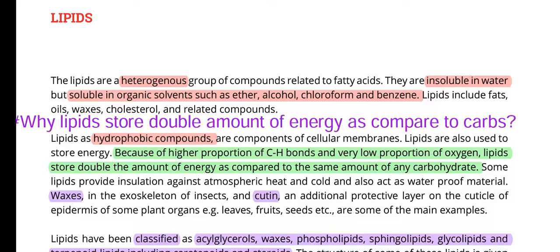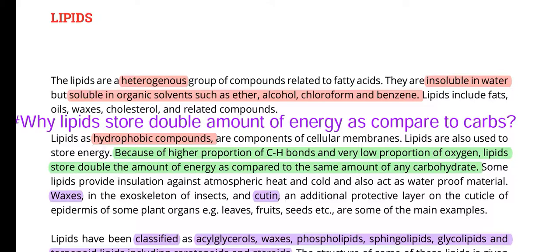Or we can say that they are soluble in non-polar substances, because all the liquids and all the materials or elements that are present in nature follow one rule: like dissolves like. If they are polar, they will of course dissolve in polar substances, and if they are non-polar, they will of course dissolve in non-polar substances. So there are a lot of types of lipids like fats, oils, waxes, cholesterol, etc.